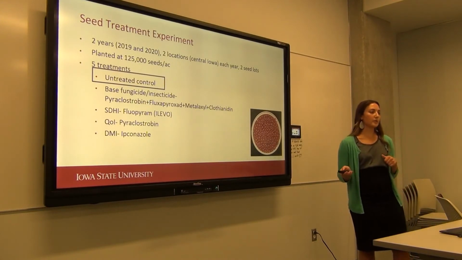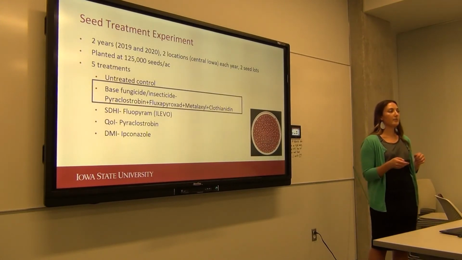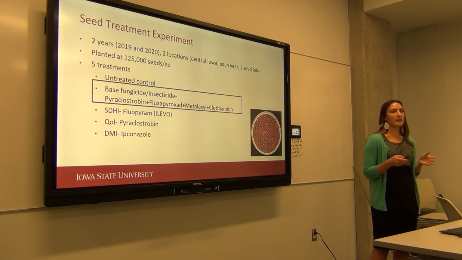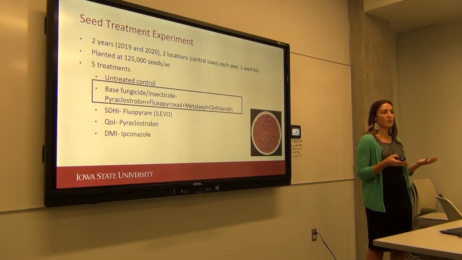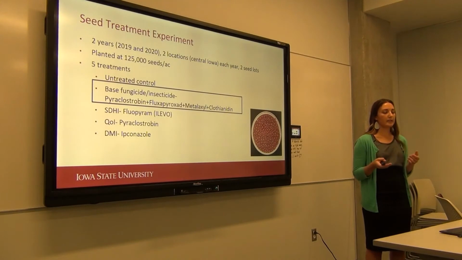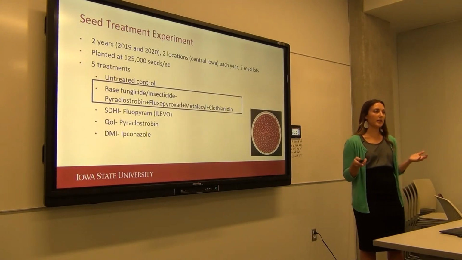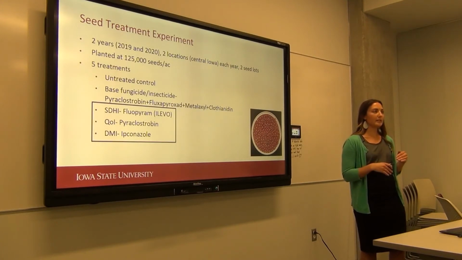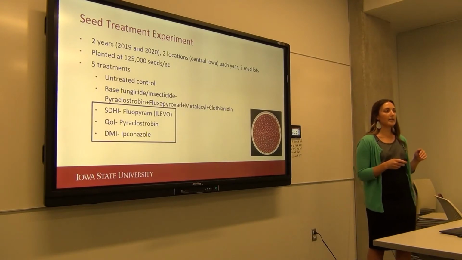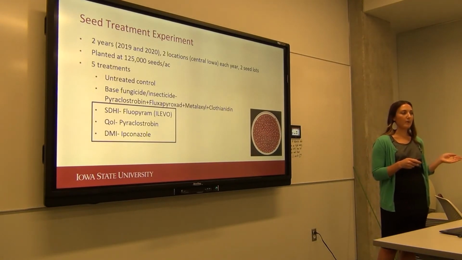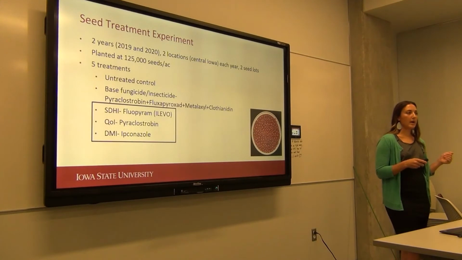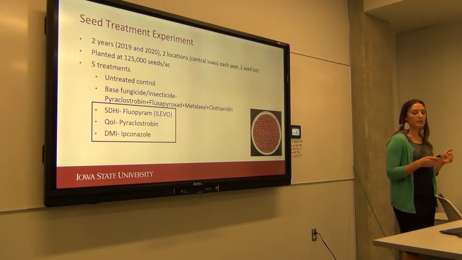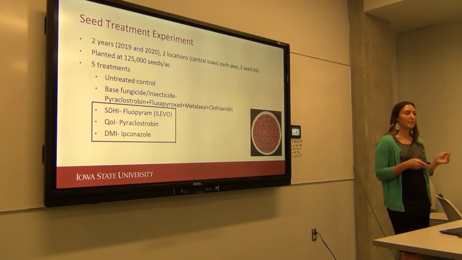The first one was an untreated control. The second one was a base plus insecticide, and this is an industry standard. It has multiple modes of action and an insecticide, so this is a common seed treatment that you would see any farmer using on their seed. And next we wanted to break this down and test individual modes of action as seed treatments. So we tested an SDHI, which is fluopyram for our study. The QI that we studied was pyraclostrobin, and the last one was a DMI, which we used ipconazole for.